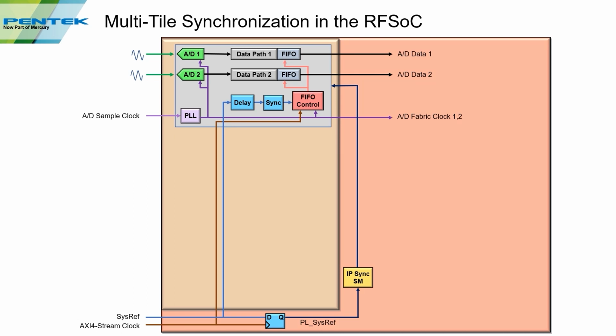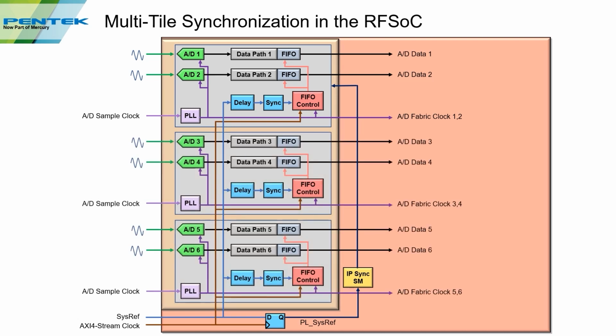I'm going to add 2 more tiles to this to give you a total of 6 channels. I could have added a 4th to give you the 8 channels. And it's basically the same thing on the A to Ds or D to As. I just want to connect the IP sync state machine outputs into the back of each one of these tiles. And that's pretty much the whole circuit.